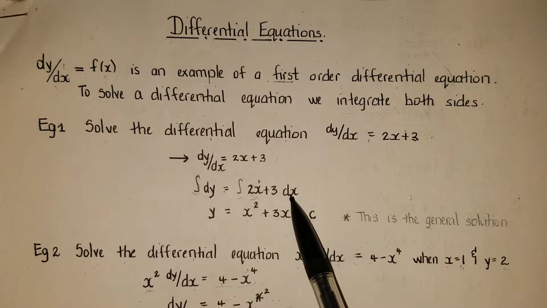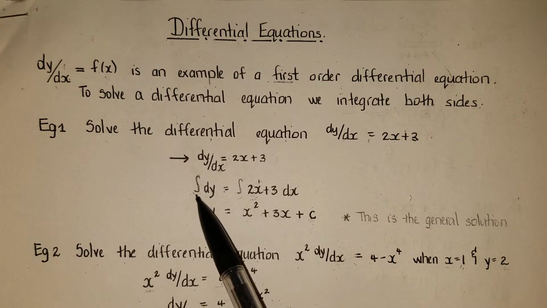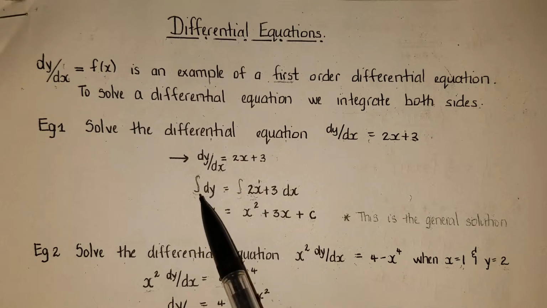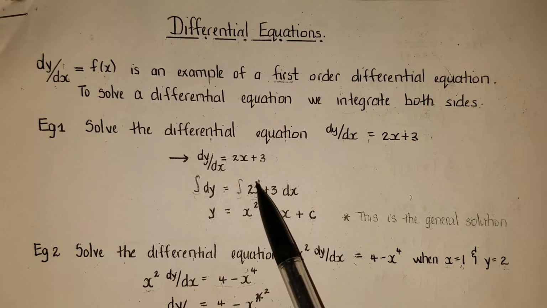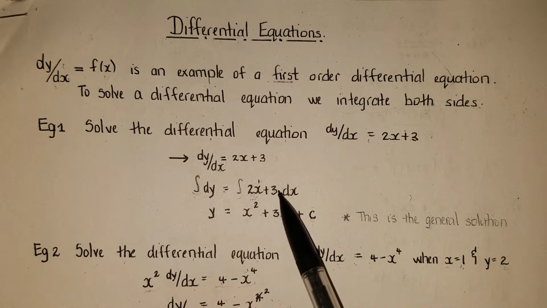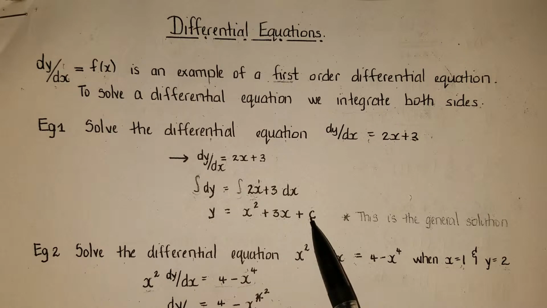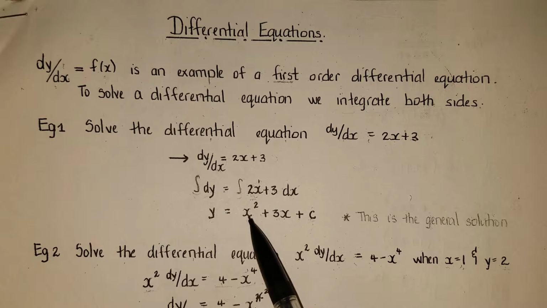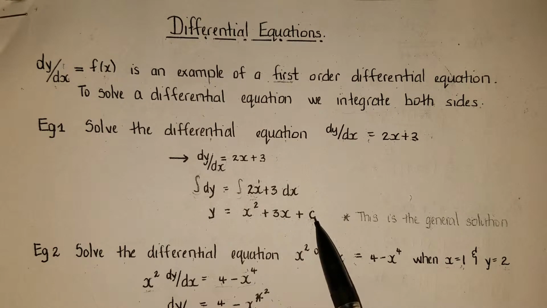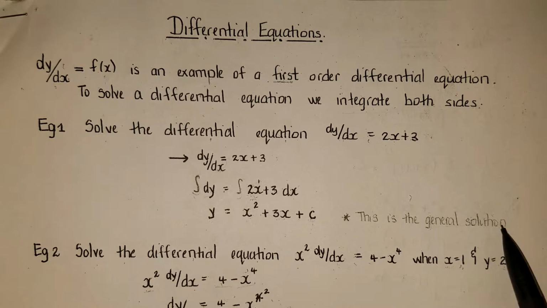So now that we have separated our variables, we can integrate both sides. If we integrate dy, we will get y. And if we integrate 2x plus 3, the integral of 2x is x squared, and the integral of 3 is 3x. And we put our plus c at the end. So here is our solution: y equals x squared plus 3x plus c, and because of this plus c, it is referred to as a general solution.